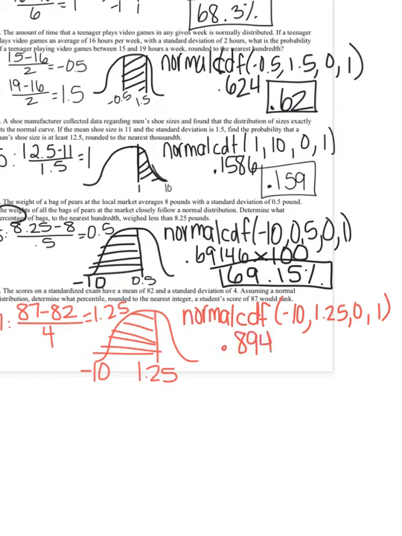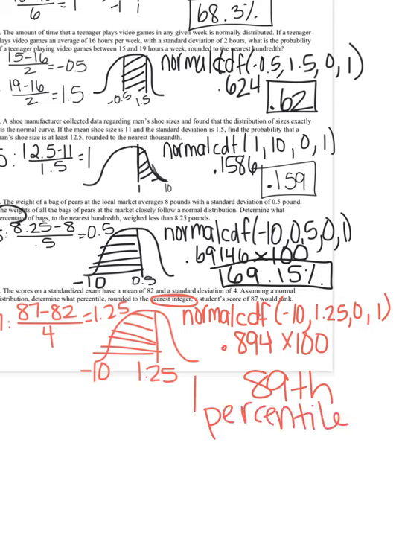Again, percentile means that it's percentage, so you multiply by 100, which gives us 89.4, but we're rounding to the nearest integer or whole number. So it is the 89th percentile. And again, more than 50 because it's more than the mean.